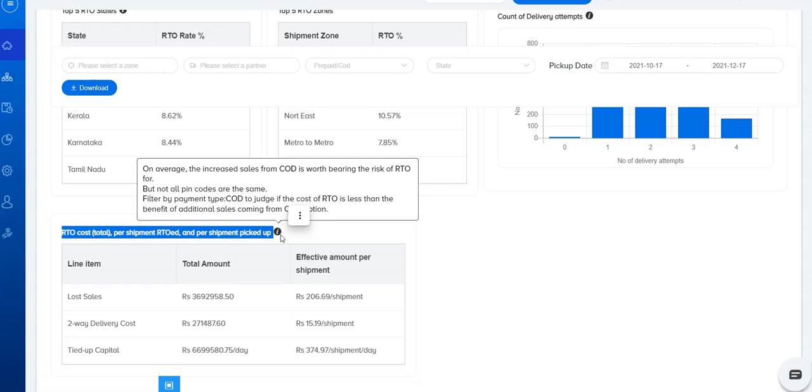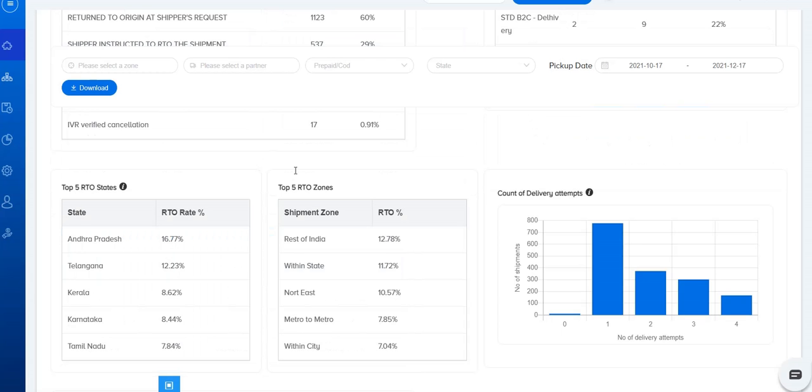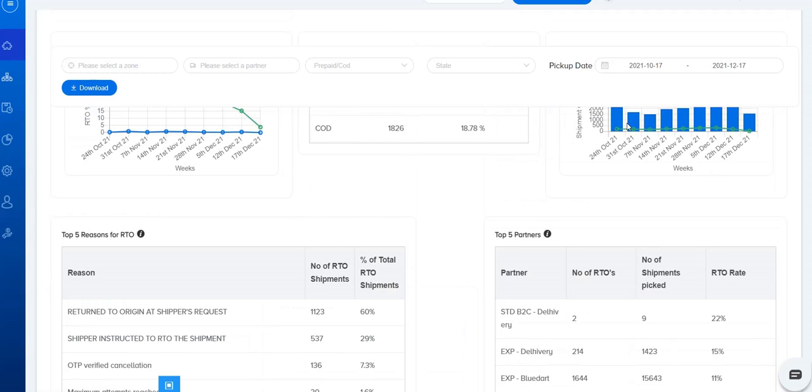Decide if you want to allow COD shipments to the worst performing zones or states. Evaluate the delivery partners on their RTO shipments. You are in control here.